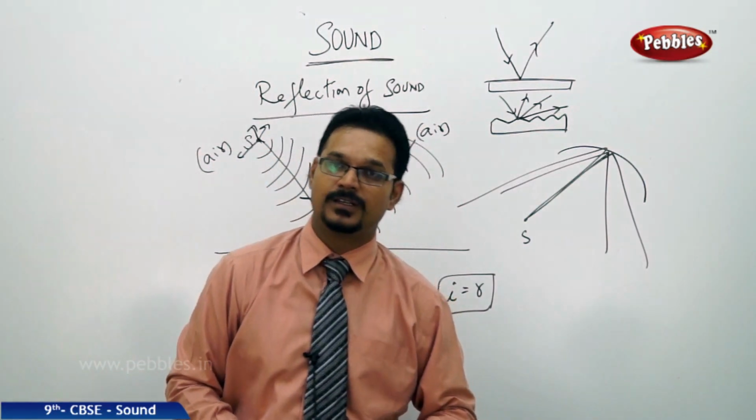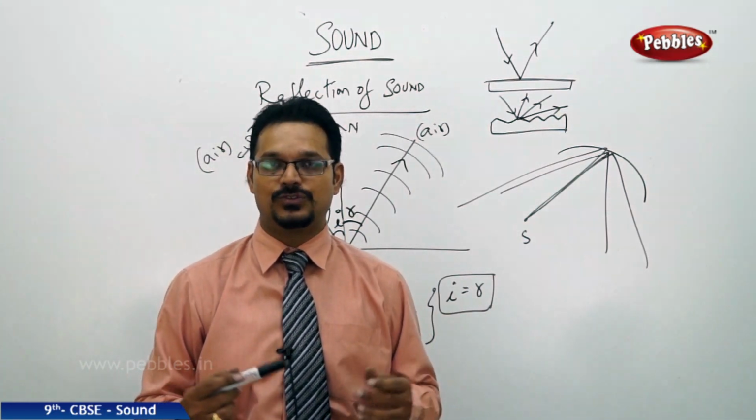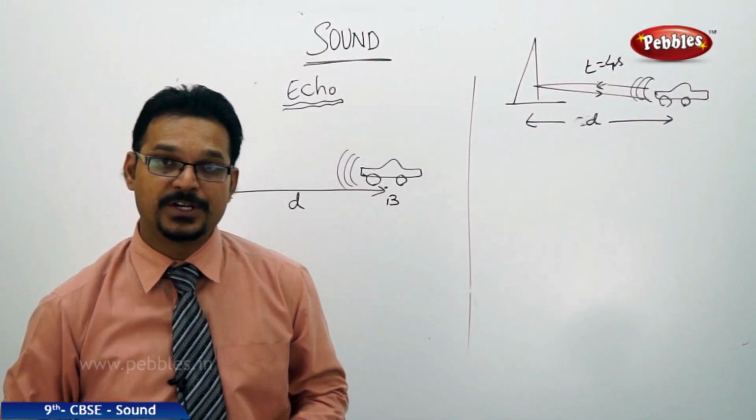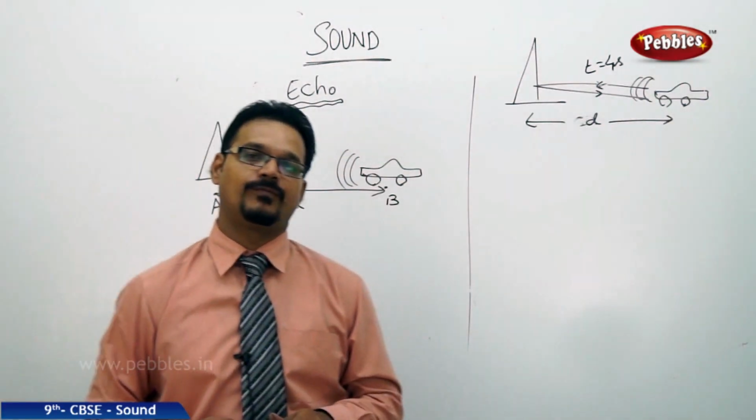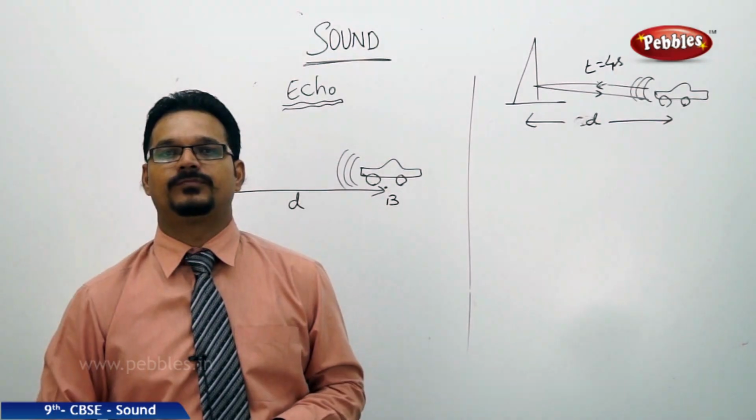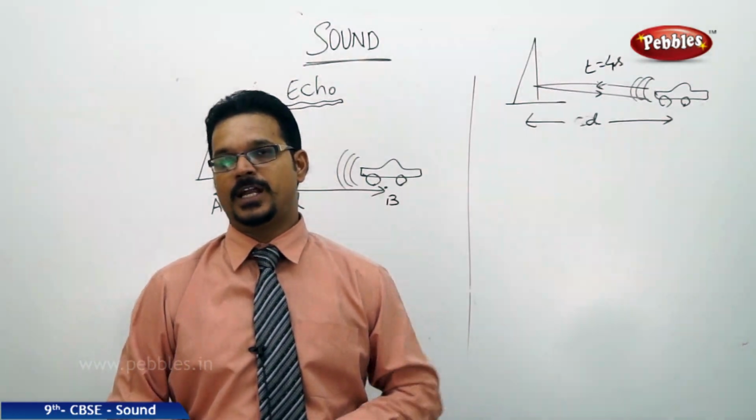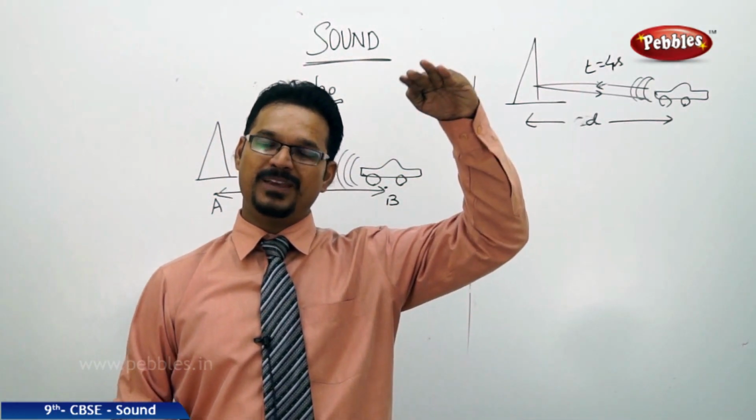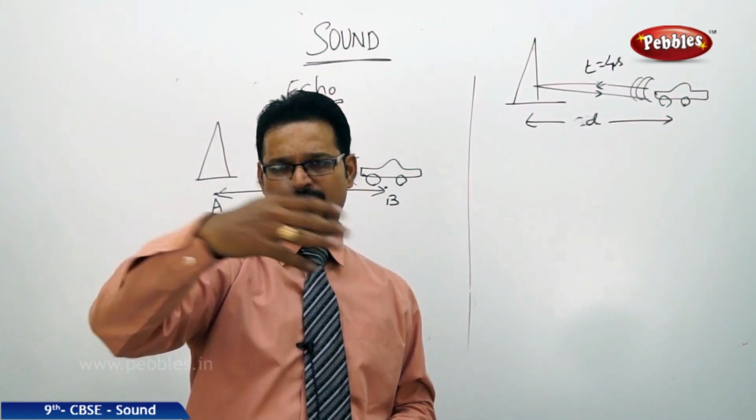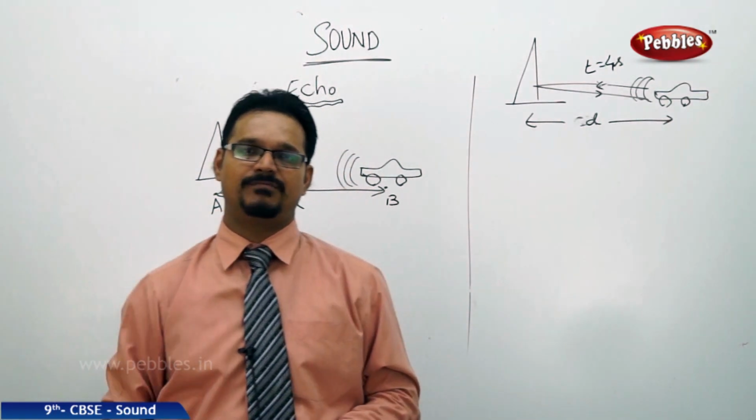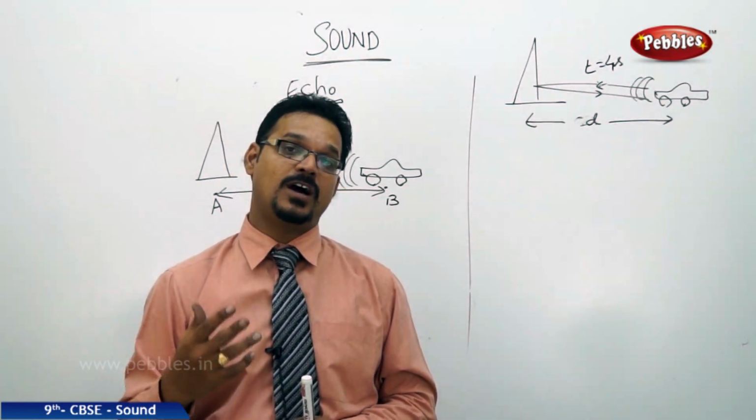There's one more major thing in reflection of sound we should learn, and that is echoes. As I mentioned, echo is a very, very important concept in the reflection of sounds. Suppose you have gone to a hill station and you're standing on a high peak and you shout. Suppose in front of you, at a long distance, you have mountains, and when you shout loudly, within seconds you can hear your sound again.